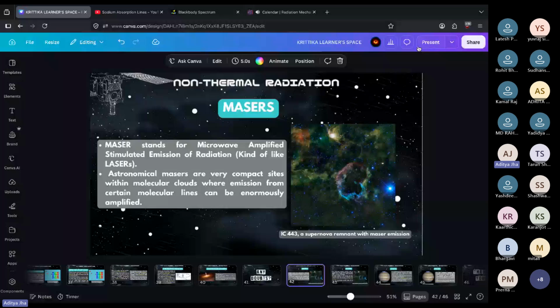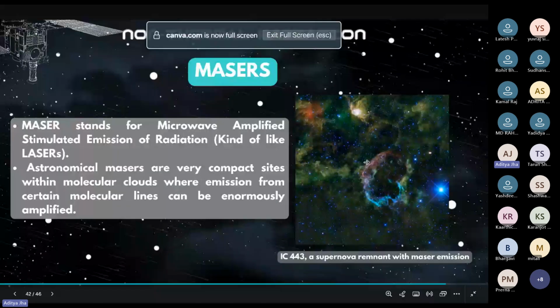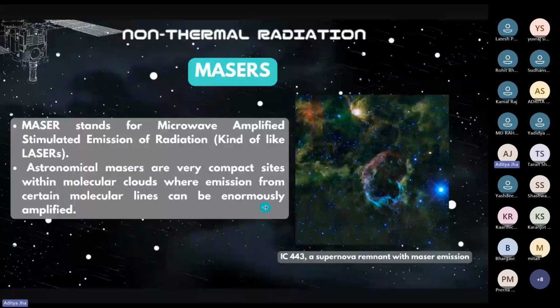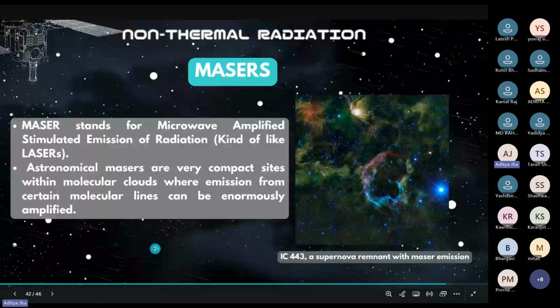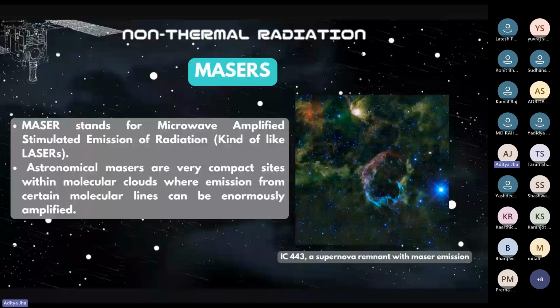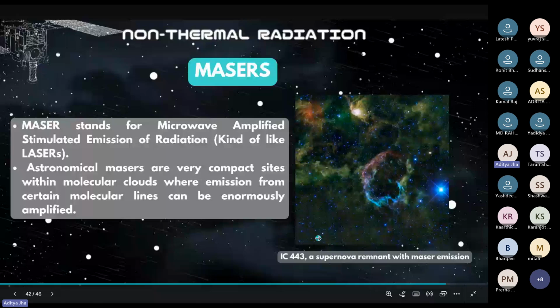I'll continue with masers. So masers are another example of non-thermal radiation. Maser basically stands for microwave amplification by stimulated emission of radiation. Now this sounds very similar to lasers because it's the same thing for light. And masers are a very interesting phenomenon that you can see in space. Masers are basically molecular clouds, and due to a phenomenon called masing, their radiation is enormously amplified compared to what it would have been.